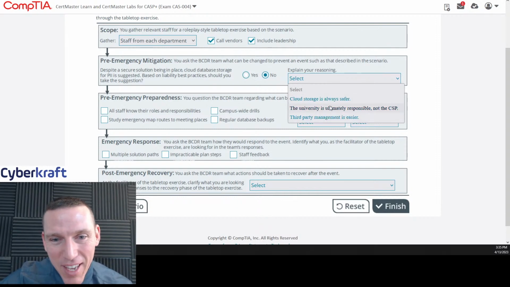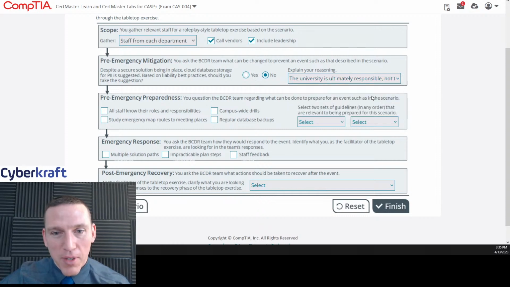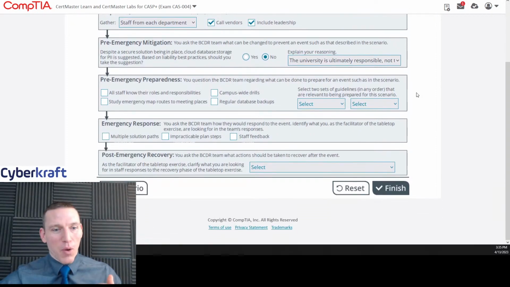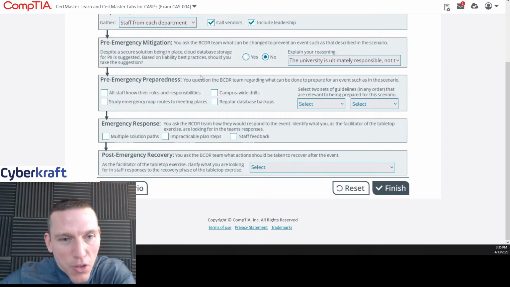All right, I think this is what they're trying to drive at. The university is ultimately responsible, not the CSP. You almost have to metagame these questions. You have to think about what they're trying to get at with the questions. And I think that's what we're trying to do here.